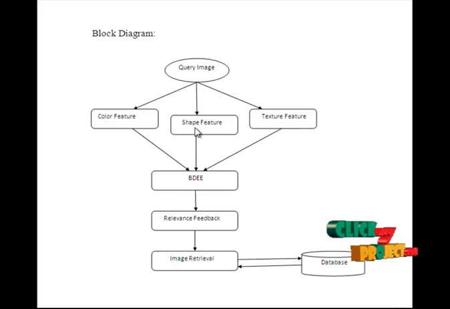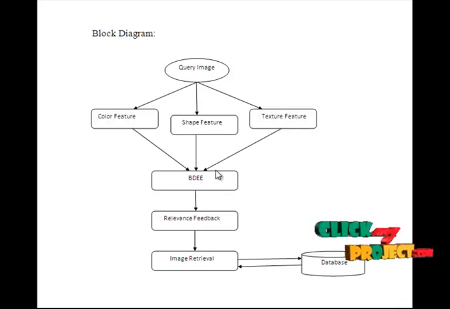In the shape feature, we are using the Gabor feature. Gabor feature is used for extracting the edge information about the query image. In the texture feature, we are using the GLCM algorithm. GLCM gives statistical information about the query image, such as energy, entropy, correlation.